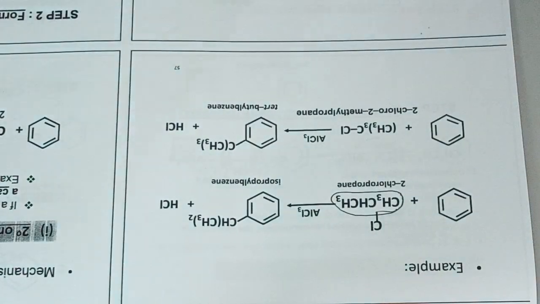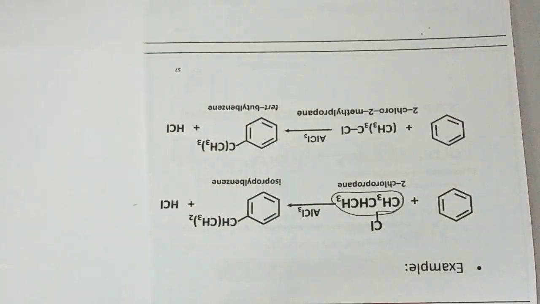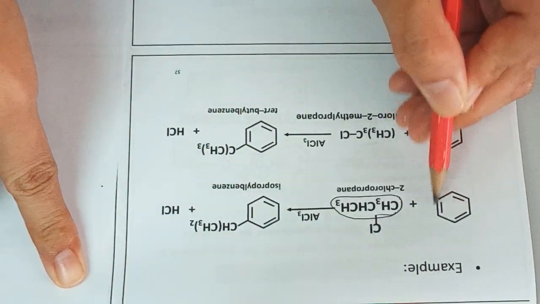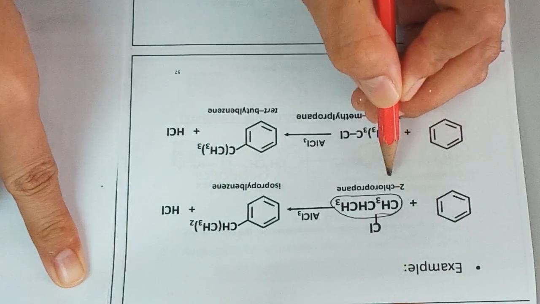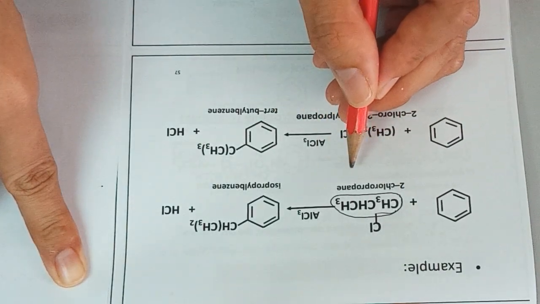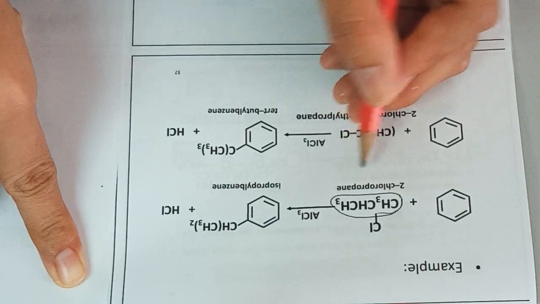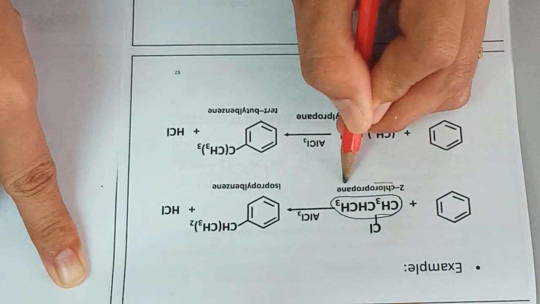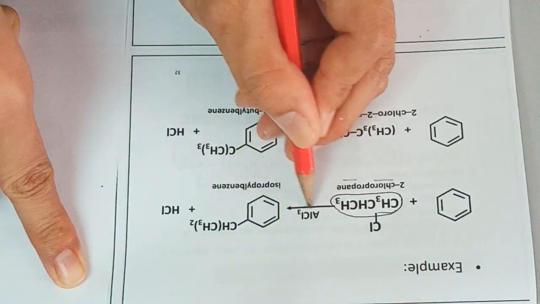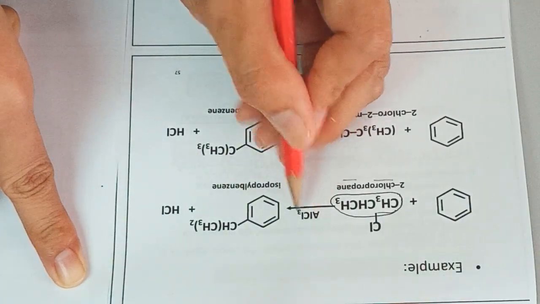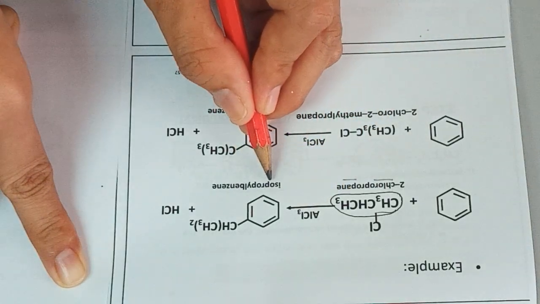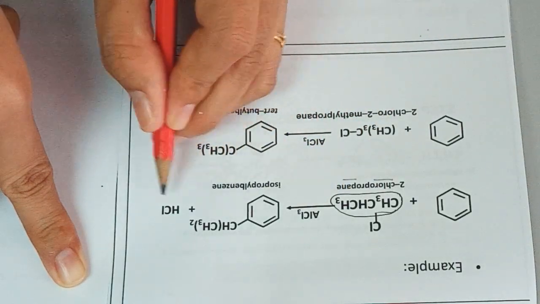You can see the example here. Basically, we have benzene. It reacts with 2-chloropropane. This is a haloalkane, halogen and alkane. In the presence of a Lewis acid, so we have AlCl3 as the Lewis acid here, the product will be isopropyl benzene and HCl.